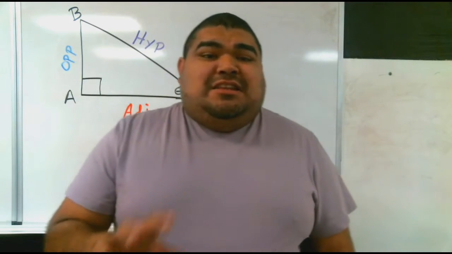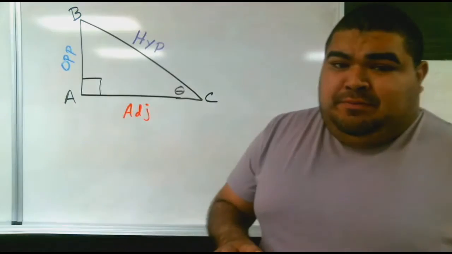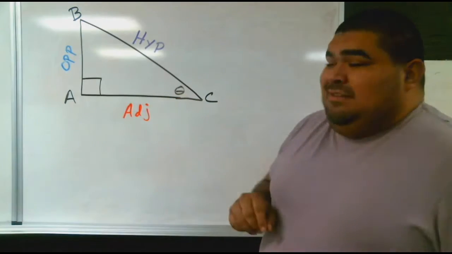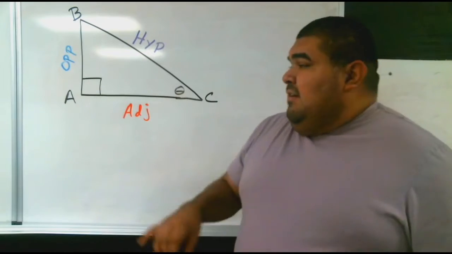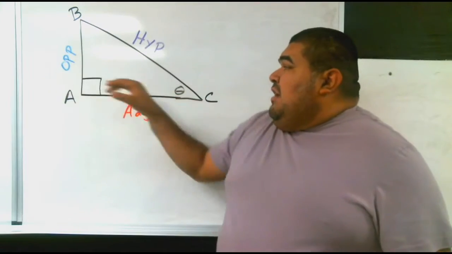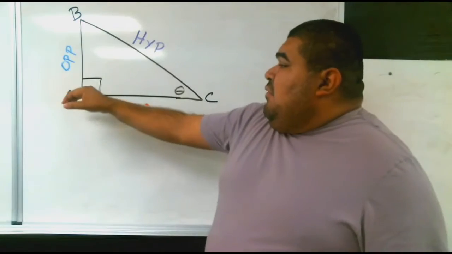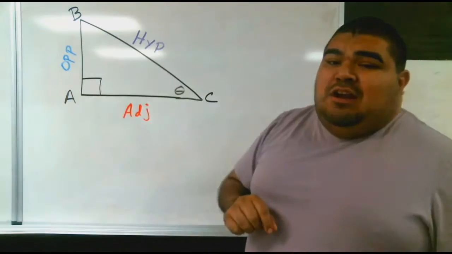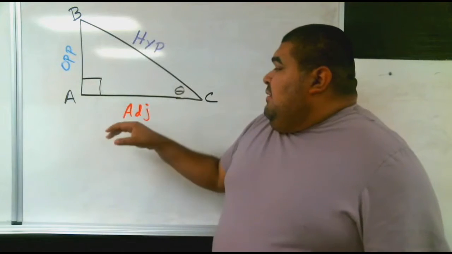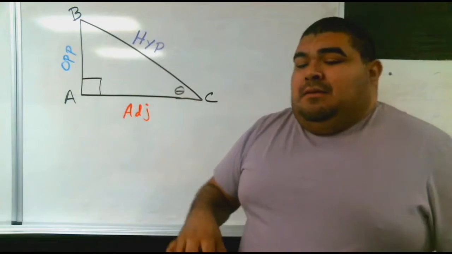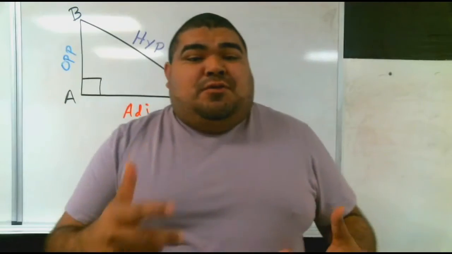Notice that I already have one on the board, and I already labeled it. I chose C to be our theta. That means that across from theta is our opposite. Across from the 90 degrees is our hypotenuse. And then we have our adjacent on the bottom. Now, today we're going to take it a little further.